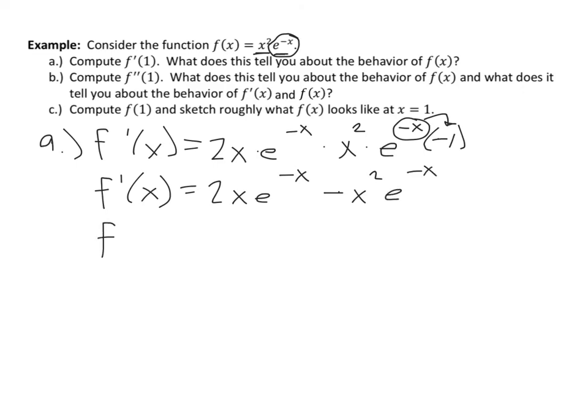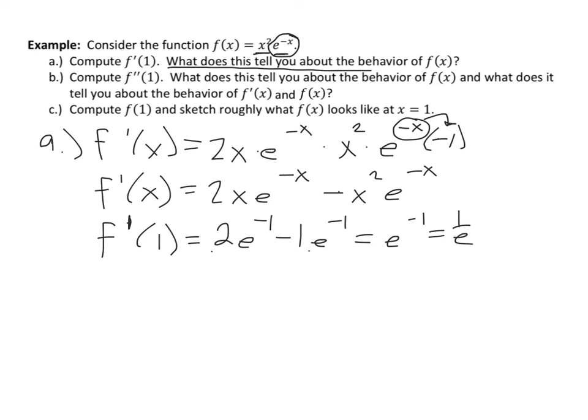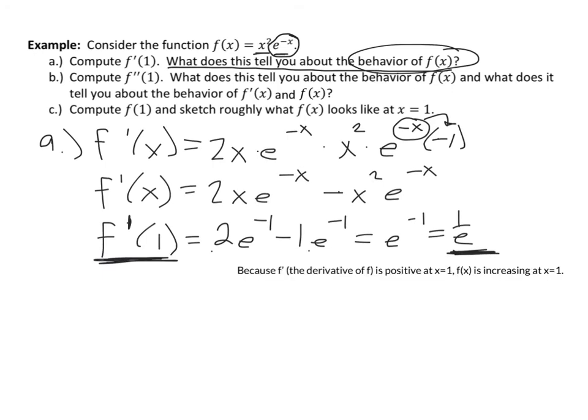Cool. So now when I do f prime of 1, just like they asked for, f prime of 1 means 2e to the negative 1 minus 1e to the negative 1. Oh, well great. So 2 of them minus 1 of them. This is just e to the negative 1, which is 1 over e. Now, this question goes on and says, what does this tell you about the behavior of f? We just found that the derivative is positive. What does that tell you about the behavior of f? Hopefully you recognize that because the derivative is positive, the original function must be increasing there.